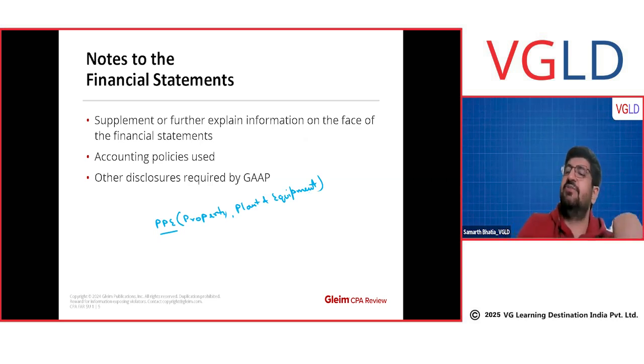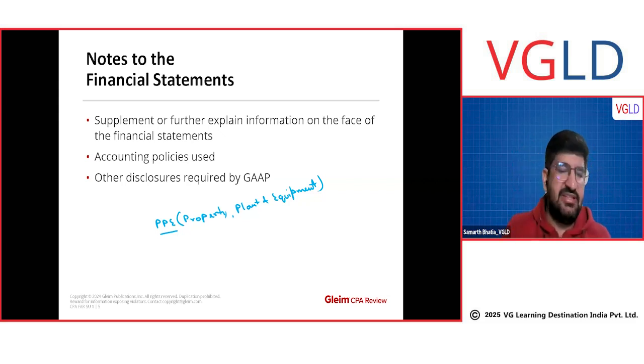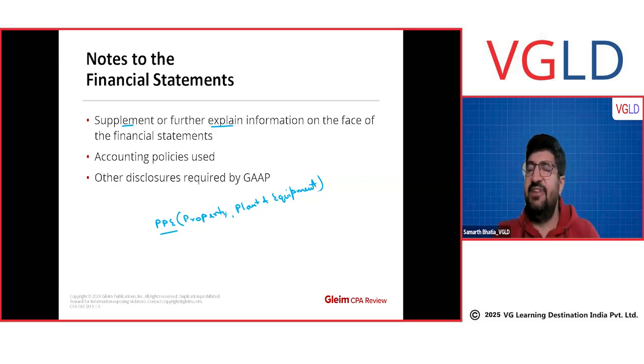So all the assets will not be presented on the face of the balance sheet. They only show the amount of PPE. And the calculation of PPE will be done in the notes to the financial statements. So the notes to the financial statements supplement or further explain the information on the face of the financial statements.